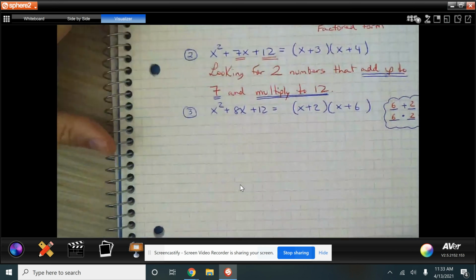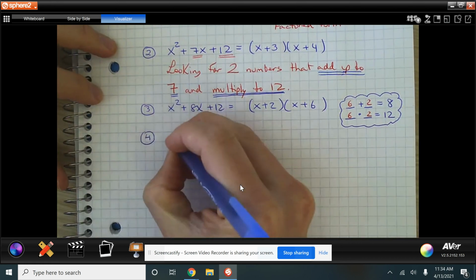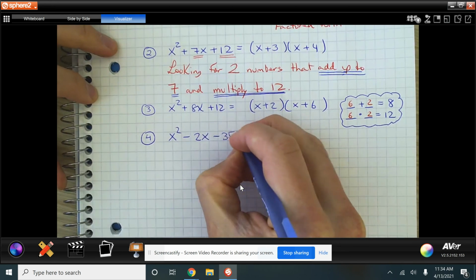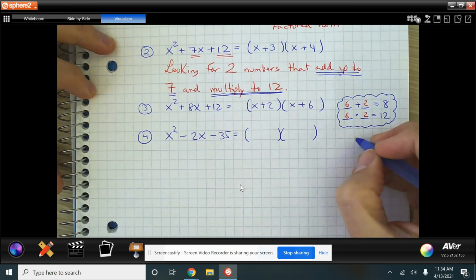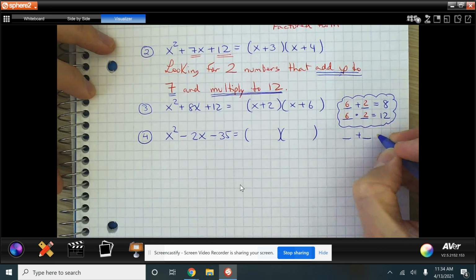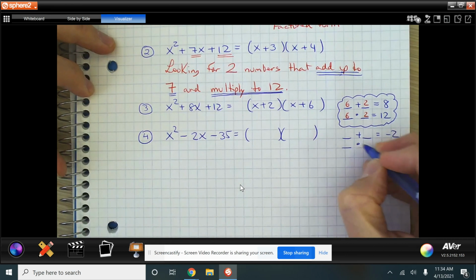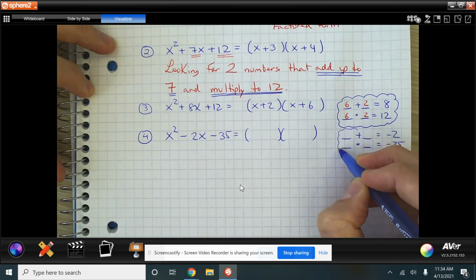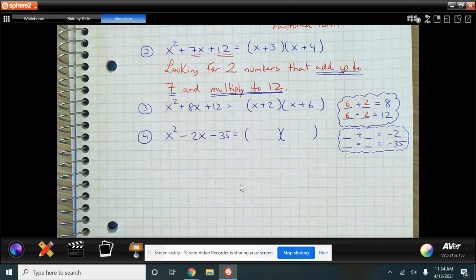So here we go. We're only doing 6 examples. We're halfway. x squared minus 2x minus 35. Okay, so we're going to use our trick. We're going to look for two numbers that add up to negative 2, so their sum is negative 2, and we're going to find two numbers whose product is negative 35. So can you think of numbers that do that? And if you can, then you can factor this.